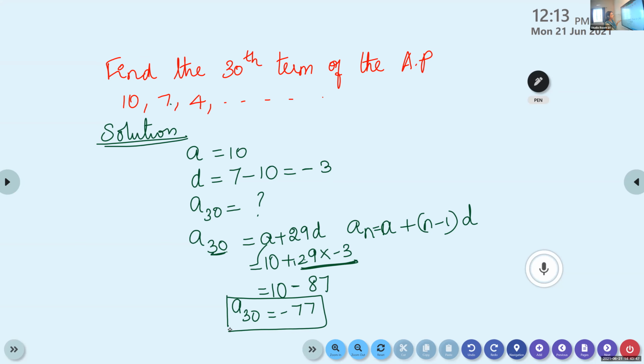What all the questions we are discussing in the class, you should copy it in your notebook. A is 10, common difference is minus 3. We want to find A30. What is A30? A plus 29D. Substitute the values of A and D. A is 10 plus 29 into minus 3. So 10 minus 87, which is negative 77.